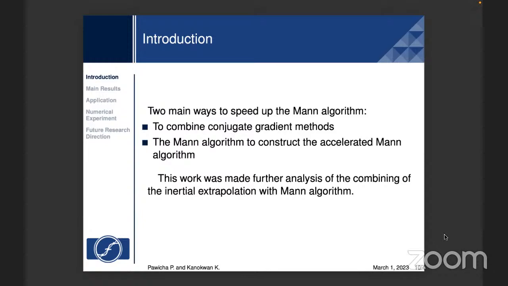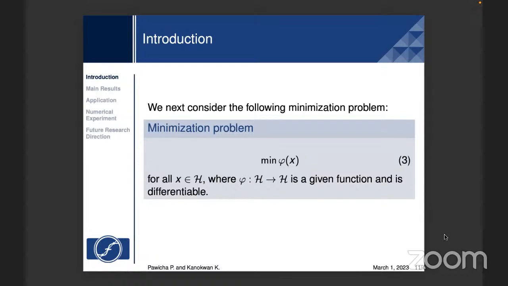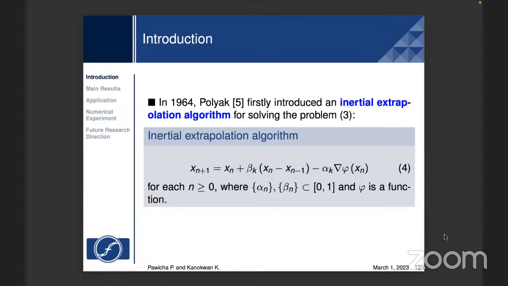Now we consider the following minimization problem, defined in Equation 3, for x in H, where phi is a given function and differentiable. In 1964, Polyak first used inertial extrapolation to solve a minimization problem, and it is an initial type of extrapolation algorithm, defined in Equation 4.